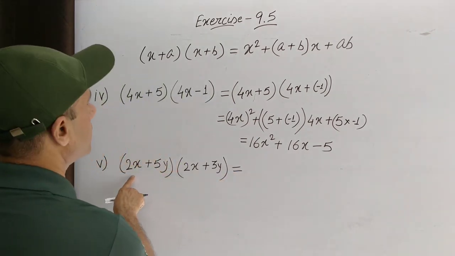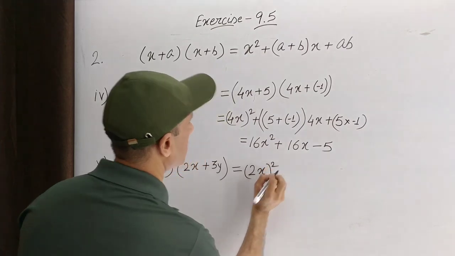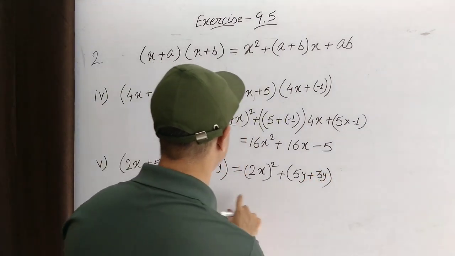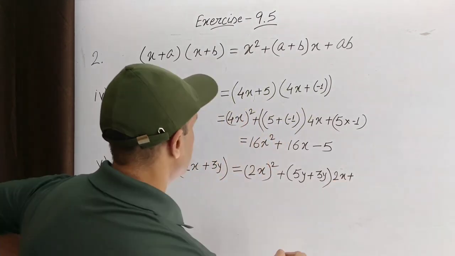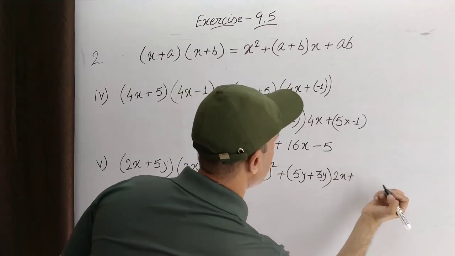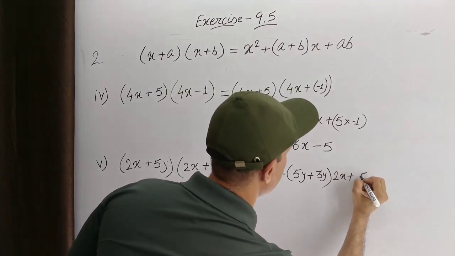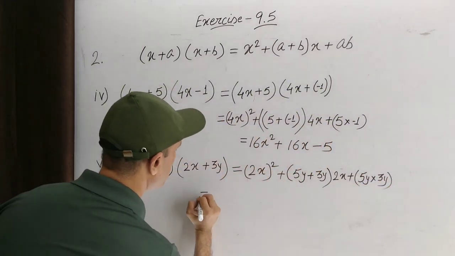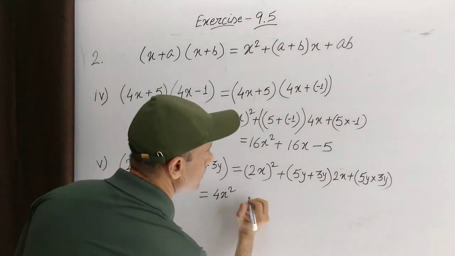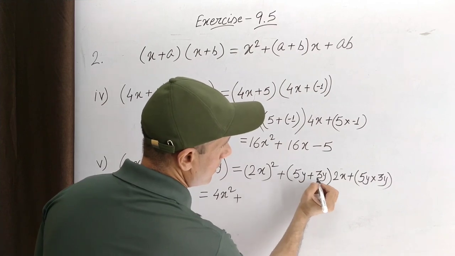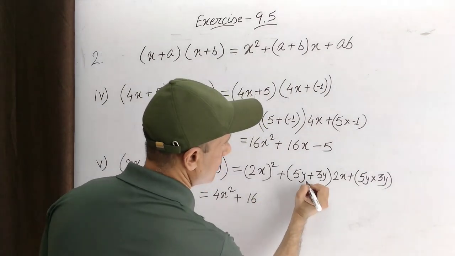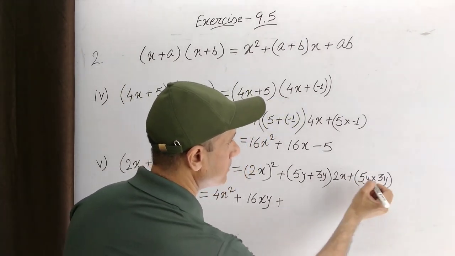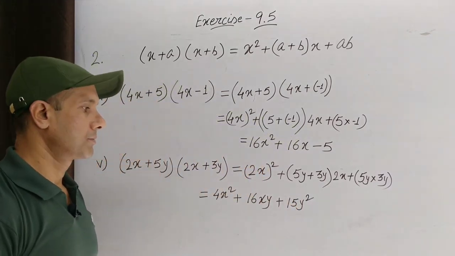In this case, we have x square, that is 2x square, plus a plus b, that is 5y plus 3y, this into x, that is 2x, plus a into b, that is a here is 5y into b, that is 3y. So we get the result as 4x square plus, this is 8y into 2, that is 16y into x, xy, plus 15y square. Clear?